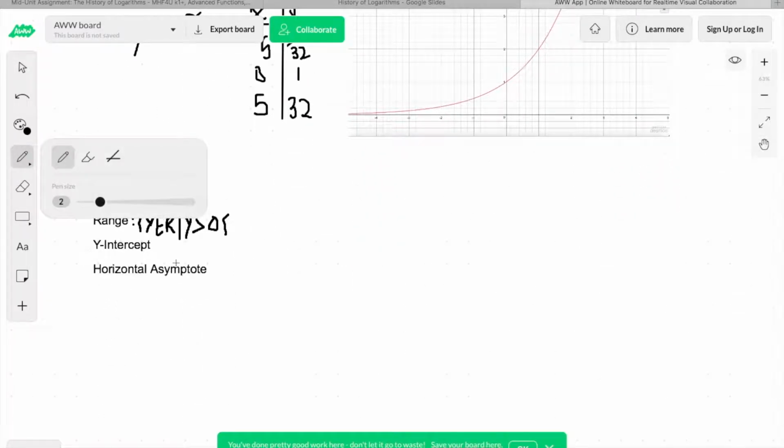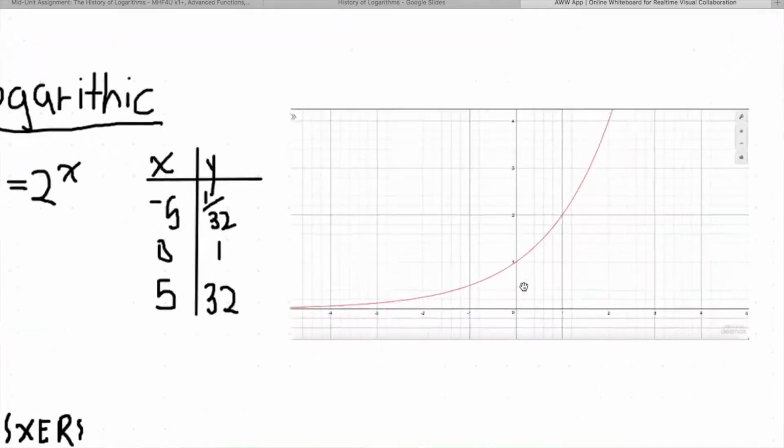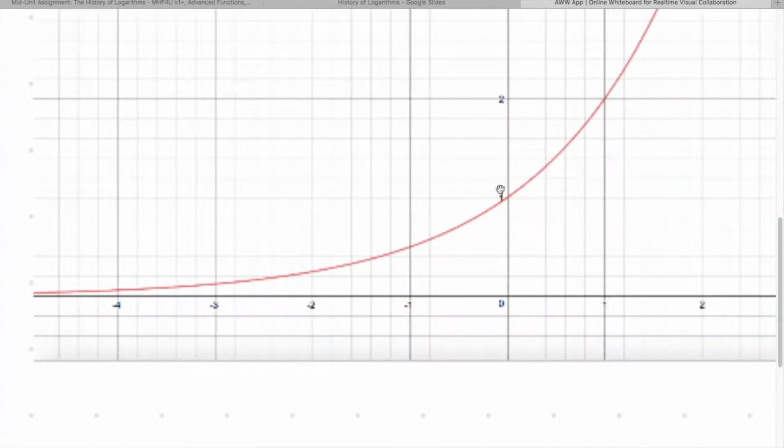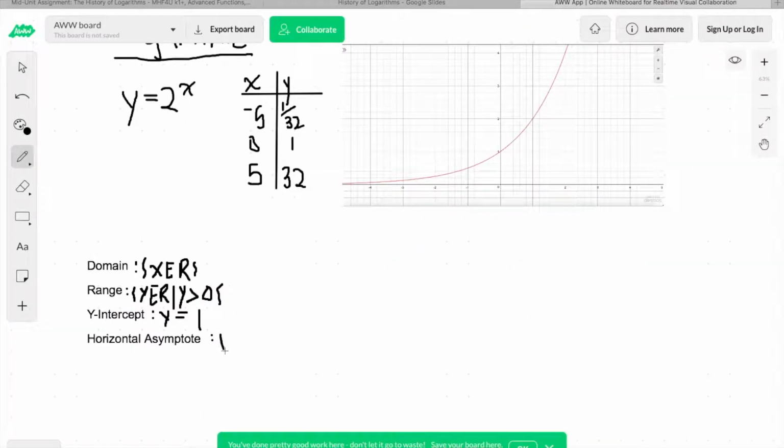Next we have the y-intercept. By looking at the graph, we can see that it intersects the y-axis at (0, 1), so y equals 1. And then finally, there's a horizontal asymptote at y equals 0, so as x reaches negative infinity, it gets really close to 0, but it never hits it.